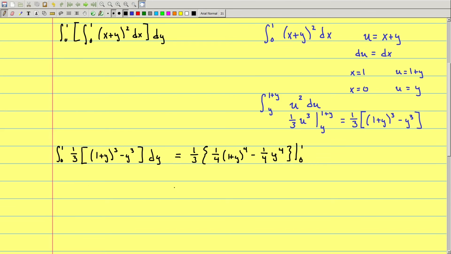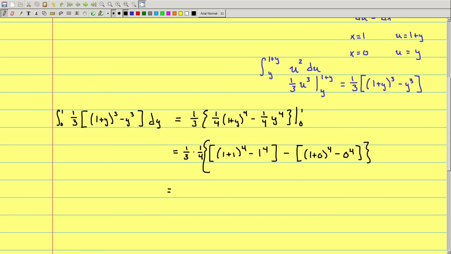And now it's just a matter of plugging in numbers. So we're going to get 1/3 times 1/4, which we have factored out. We're going to get (1 plus 1) to the 4th power minus 1 to the 4th in the first part here. And then in the second part, we subtract from that 0 plugged in. So we get (1 plus 0) to the 4th power minus 0 to the 4th power. And putting everything together, we get 1/12 times 16 minus 1 minus 1, which is 14/12 or 7/6.